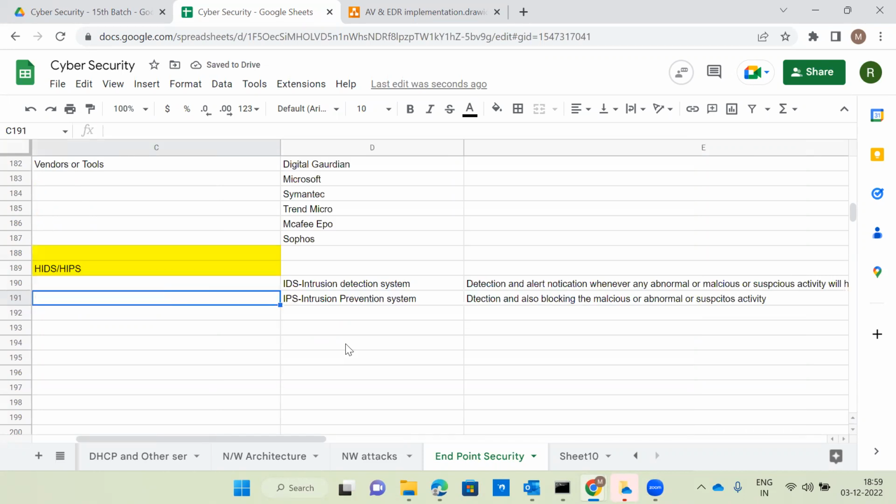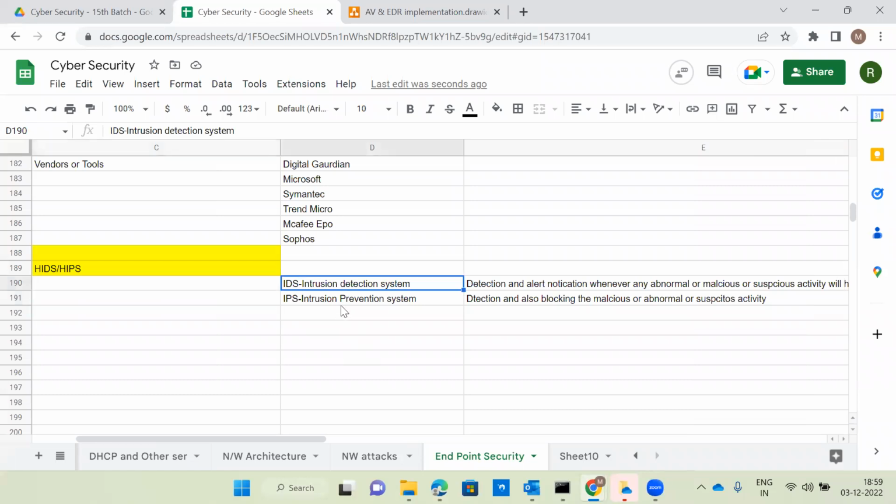Then why did IDS come into the picture? Initially, the scientists identified IDS. Later, they found out IPS also. That is one of the reasons. The second reason is that in a couple of places we have to monitor and should not block. For example, internal traffic. We have to monitor, that's all, but will not block it. In those scenarios, IDS is very important. Obviously IPS is better than IDS, because it will do detection as well as blocking. Now there are different types of IDS IPS we have. Types of IDS IPS.